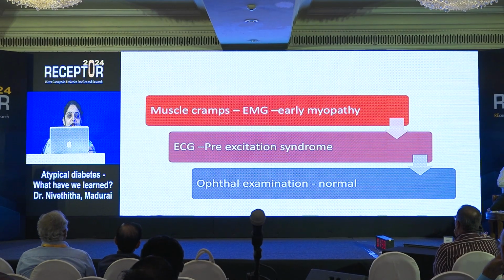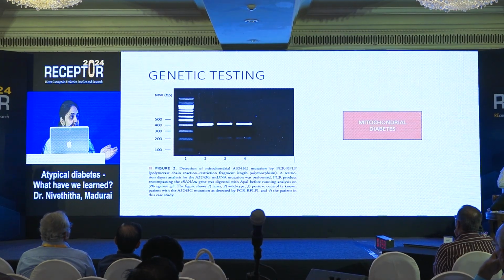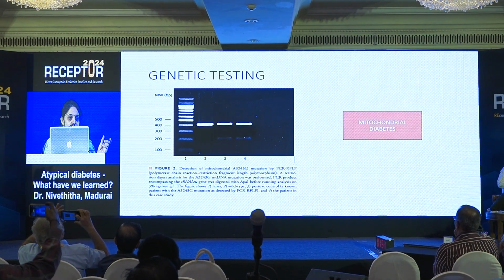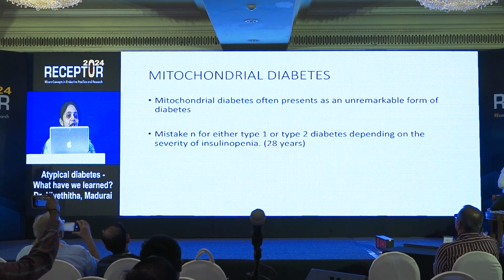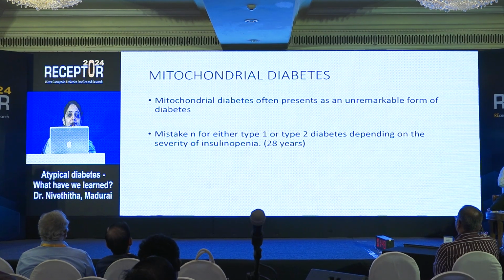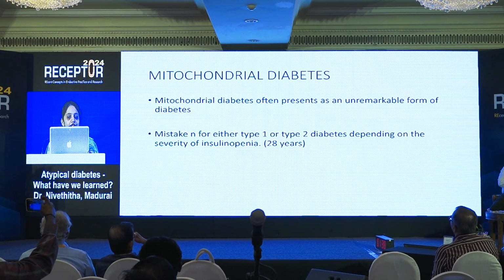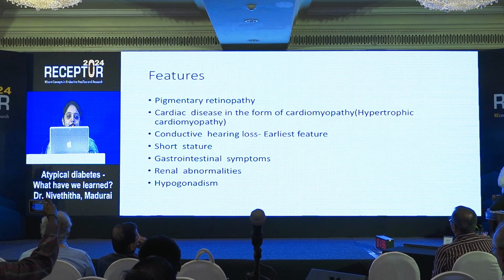syndrome, but the ophthalmic examination was normal. So what we wanted to focus on was his genetic testing, which was actually in view of mitochondrial diabetes. Mitochondrial diabetes is very, very rare, but the issue is serious, because the patient might have life-threatening arrhythmias, and they usually mistake it for type 1 or type 2 diabetes with other cardiac manifestations.